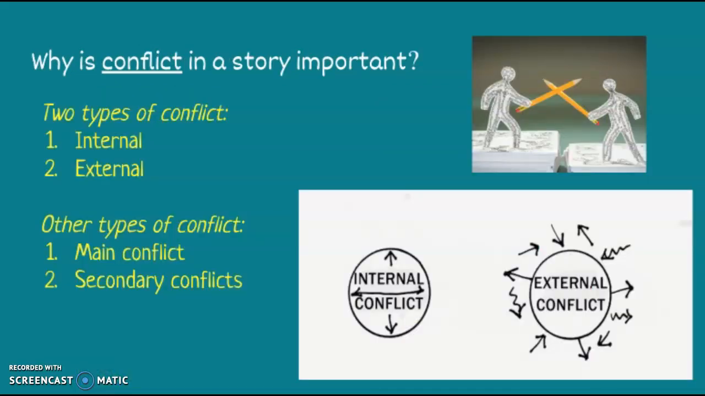So what we're going to be reading about today, this is a quick outline that I made regarding our article today. There are different types of conflict. So the two main types are internal and external. We're going to be reading about what those mean. And some other types are main conflict and secondary conflicts. Let's go ahead and read.